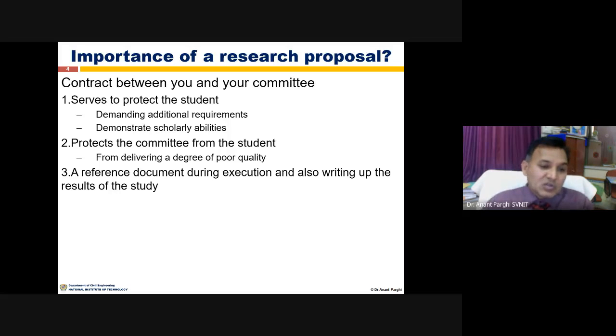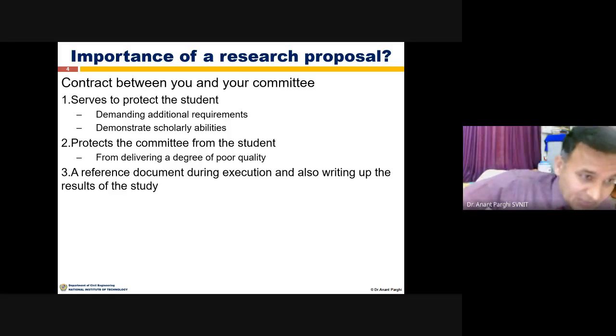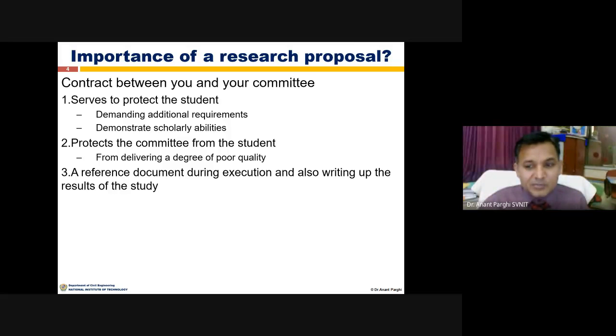It is a reference document during the execution and also the writing of the results of that particular study. So a reference document is available on how we are going to execute that particular problem and write up the results, how we can write down that research. That is also very important. So that is how we can understand the importance of that research. Let's say, for example, what is the project cycle?